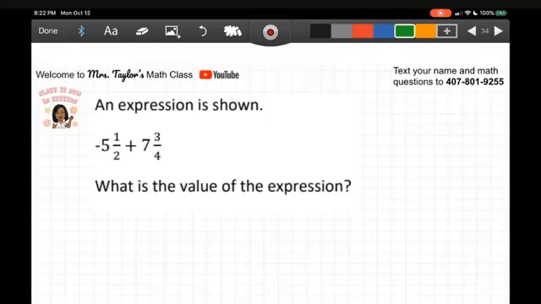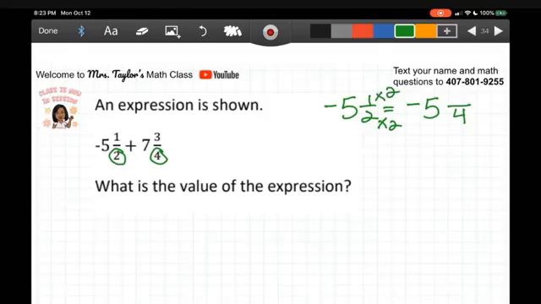So the first thing I have to do is make sure I have the same denominator. Right now one is 2 and one is 4. So the common denominator is going to be 4. So let's take this negative 5 1/2 and change it so it has the same denominator of 4. What times 2 is going to get me 4? That's going to be 2. So I need to multiply that 2 by my numerator and my denominator.